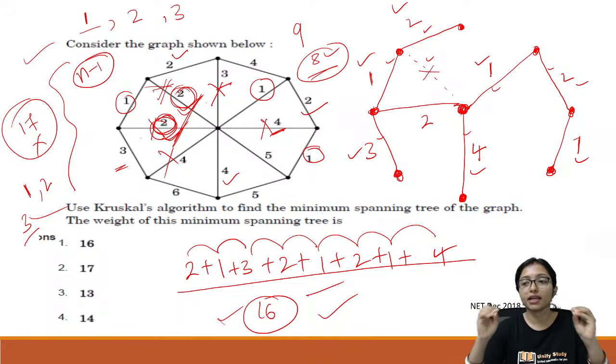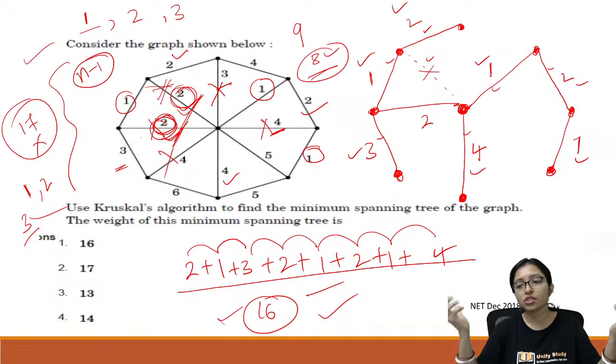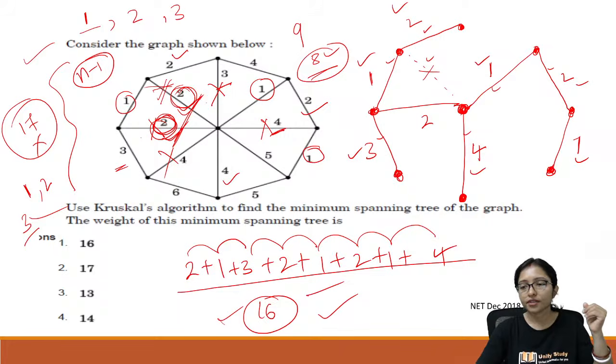Always, whenever n minus 1 edges are done, then you can stop. I told that, right? N minus 1 edges are done, then stop it. So we stop here. Is this clear? Yes.